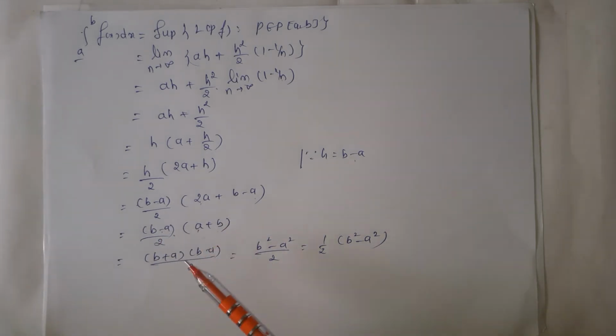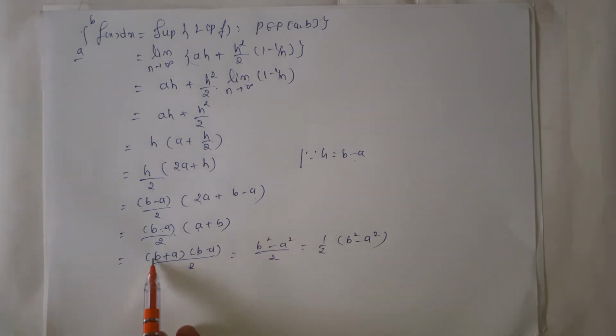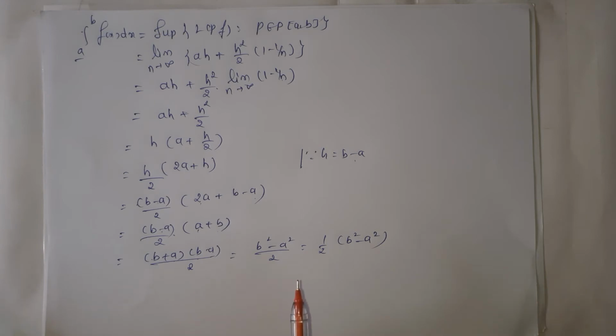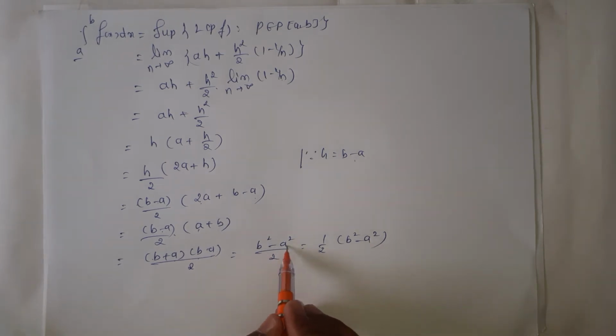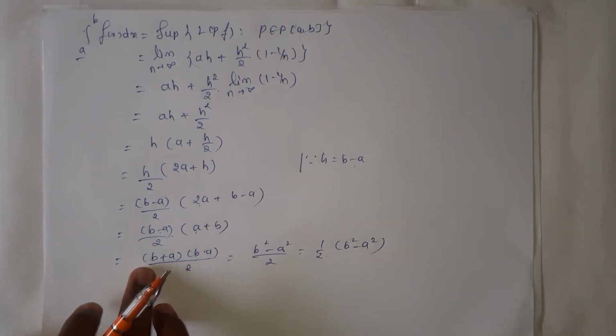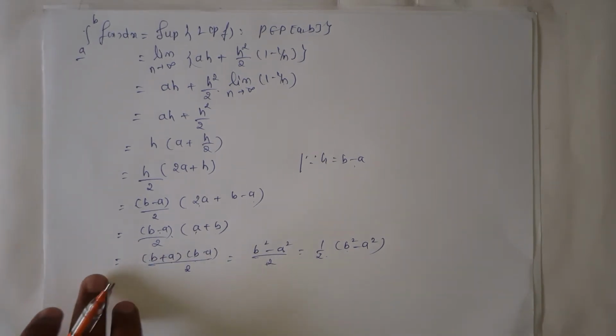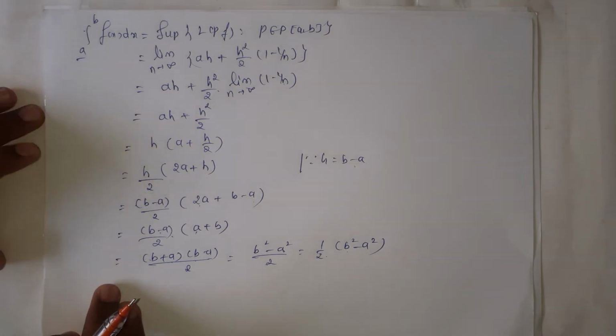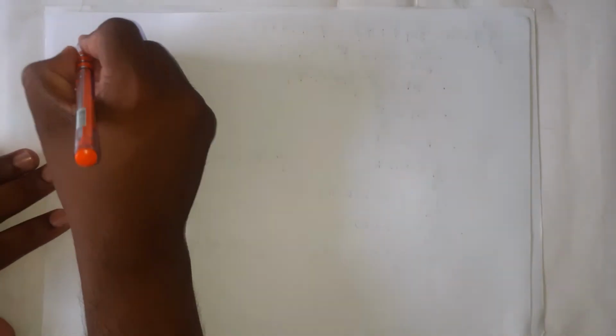And we are rewriting the same expression as (b plus a) into (b minus a) by using the identity that a square minus b square is equal to (a plus b) into (a minus b). So therefore we can write this as (b square minus a square) divided by 2, that is equal to 1 by 2 (b square minus a square). So therefore this is the lower Riemann integral.